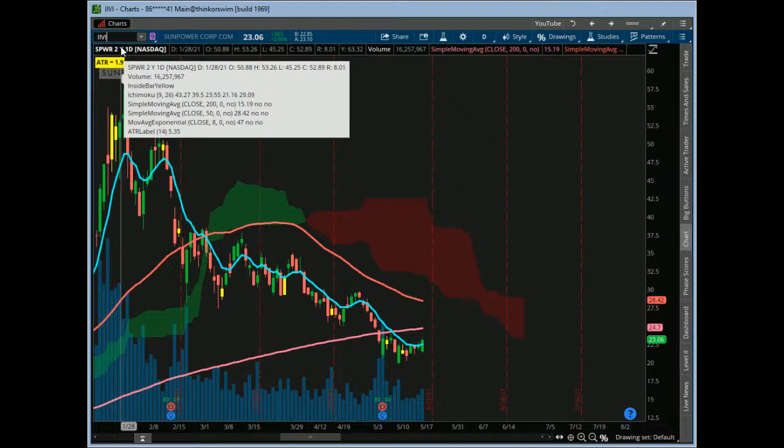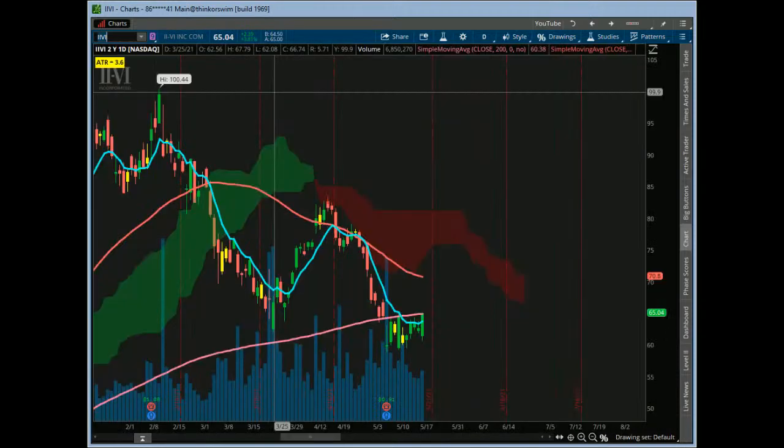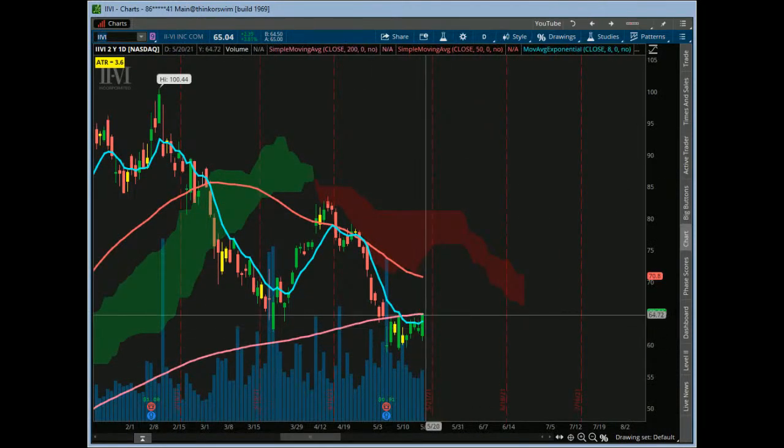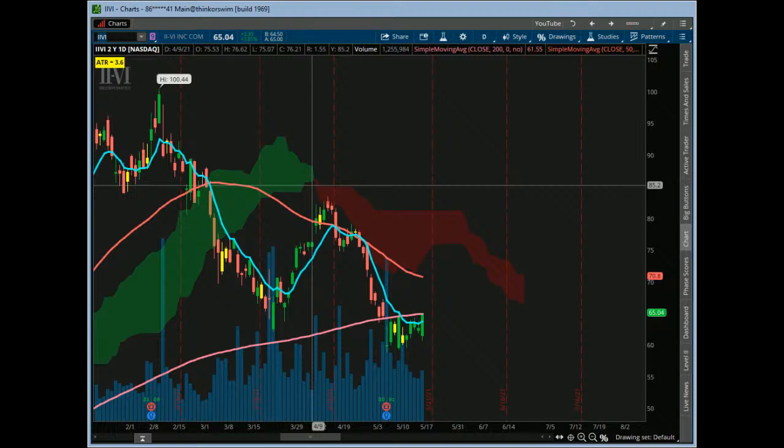And then IIVI. Let's take a look. So IIVI with a strong candle here, increasing volume back to the 50-day. So let's see if that can follow through.